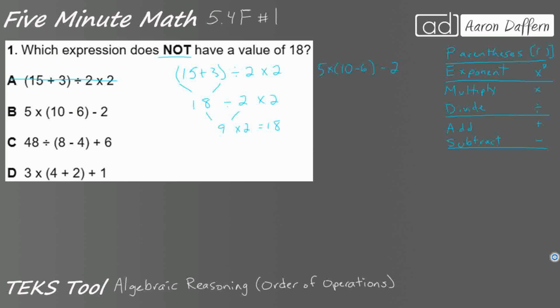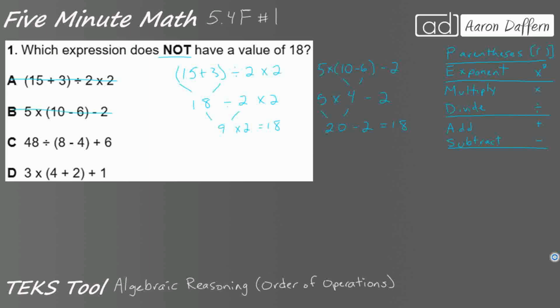All right, parentheses first. So 10 minus 6, there's only one operation inside, that is going to be a 4. So now let's rewrite this. 5 times 4 minus 2. Now, if we do a 4 minus 2, that's going to get us a totally different answer. Order of operations says we multiply first. So 5 times 4 makes 20 minus 2. All right, that's going to get us to 18. So once again, not the answer.